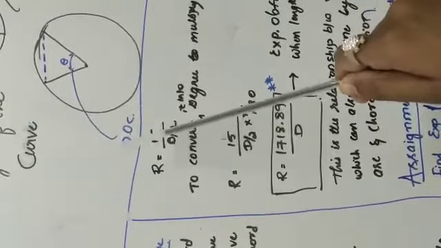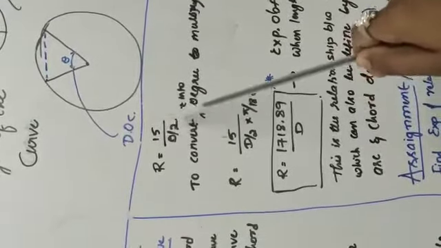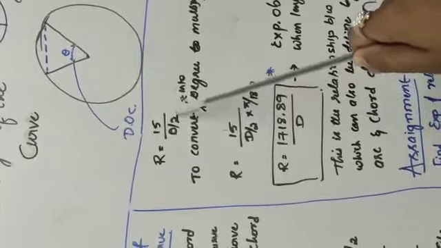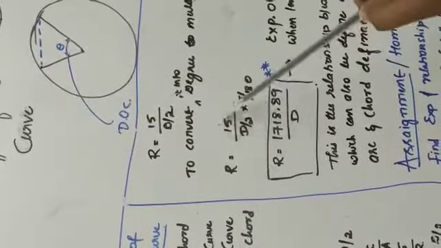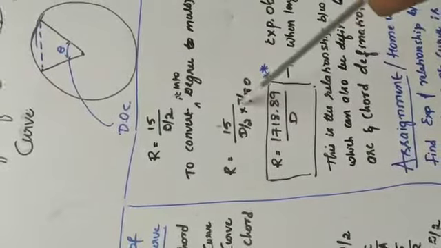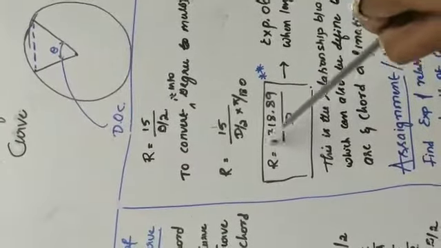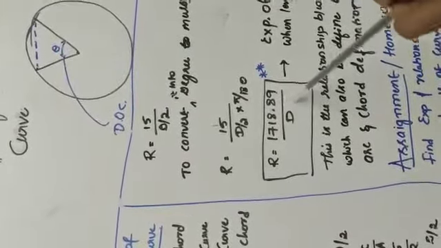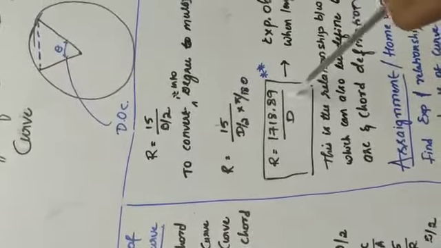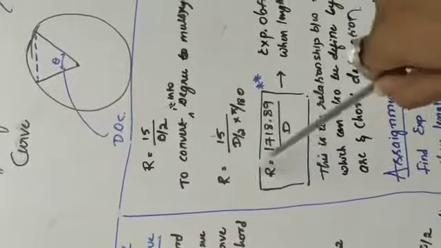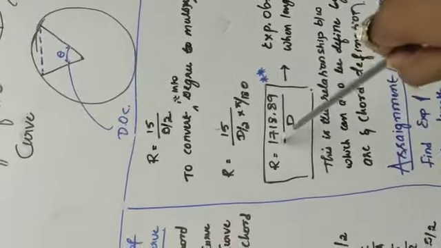To convert this into degrees, you need to multiply d by 2 into pi by 180. So R is equal to 15 by (d by 2 into pi by 180). So this is the final expression. When you solve this, you are going to finally obtain the expression that R is equal to 1718.